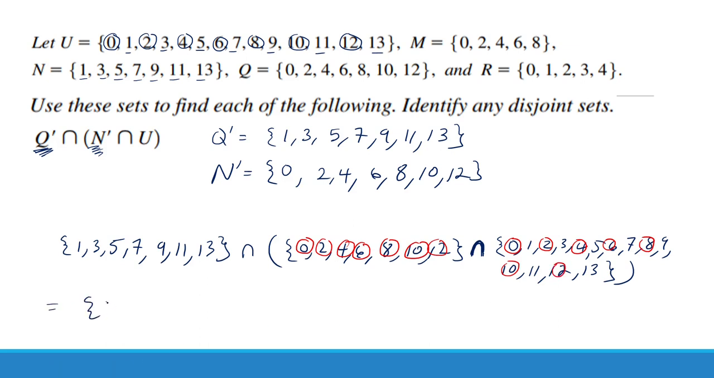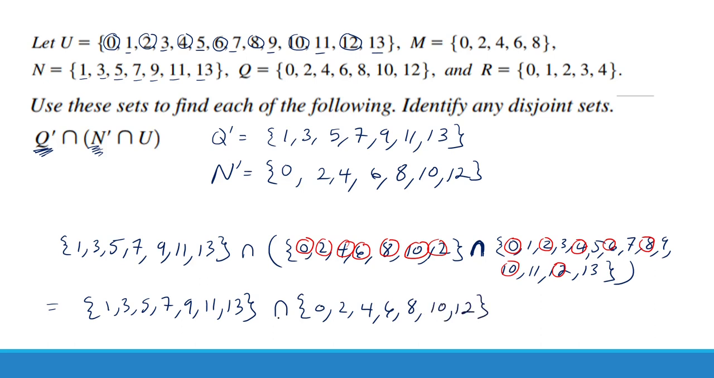Now we have the set 1, 3, 5, 7, 9, 11, 13 is going to intersect with 0, 2, 4, 6, 8, 10, 12. And now we can check the intersection between these two sets. And it appears that they have nothing in common, so the intersection between these two sets is empty.